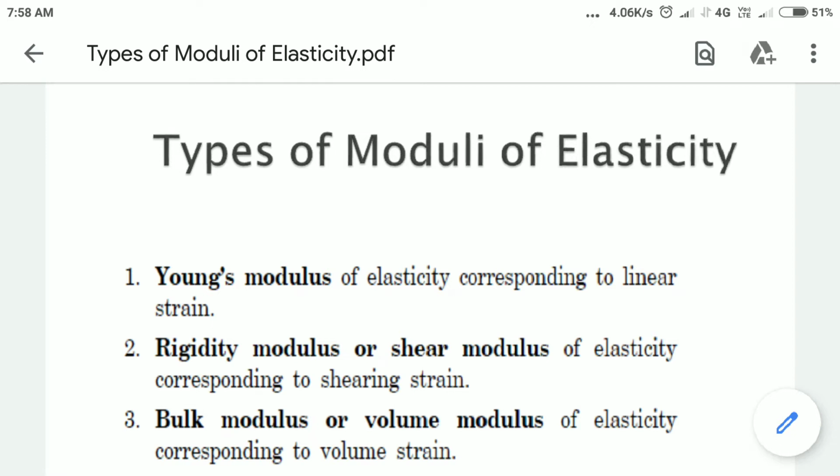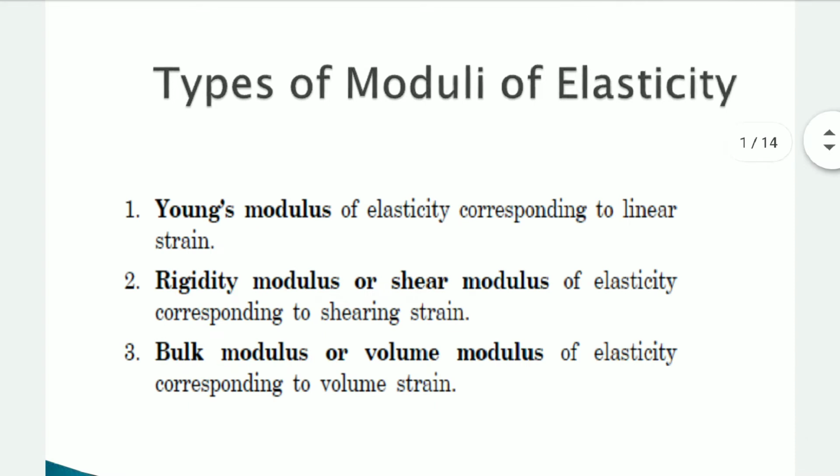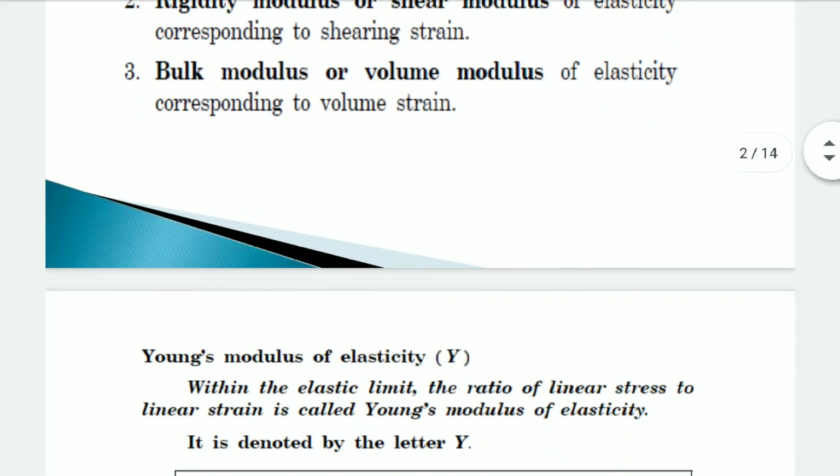In this video, let us see about the types of modulus of elasticity and the factors affecting the elastic modulus. There are three types of modulus of elasticity. First one is Young's modulus, second one is rigidity modulus, third one is bulk modulus. Young's modulus corresponds to the linear strain, rigidity modulus corresponds to the shearing strain, and bulk modulus corresponds to the volume strain.